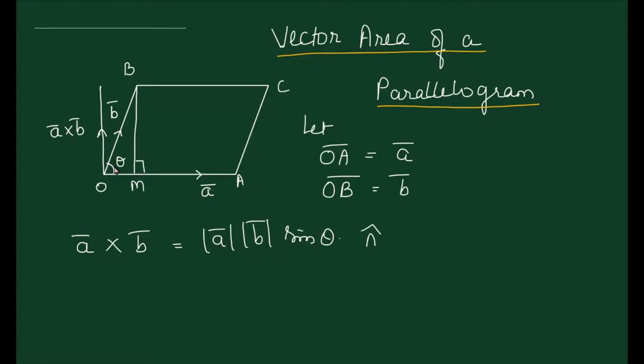Okay. Now area of the parallelogram, area of OACB, that is parallelogram OACB, is actually base into height. Okay, in this case it is OA into BM. BM is the height of the parallelogram. As you can see in the figure, BM is perpendicular to OA and BM is the height of the parallelogram. So in this case OA is equal to mod A.